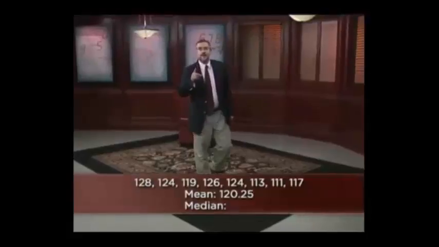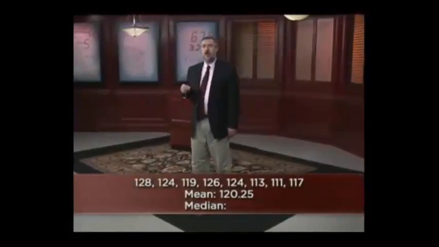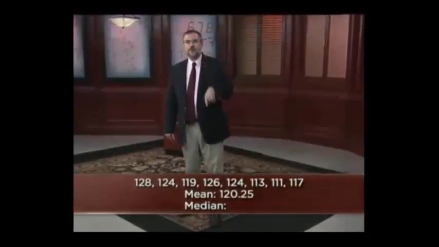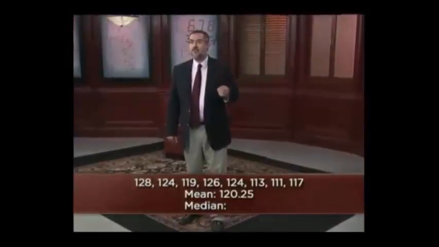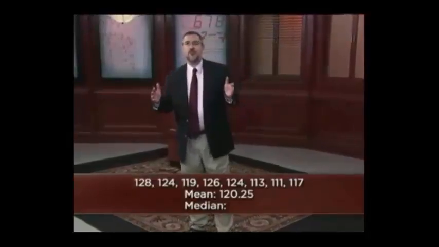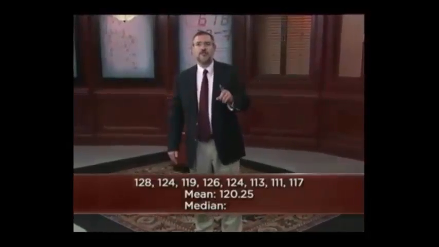Well, to do that, as I suggested in the earlier example, I'm going to ask that we rewrite the list of data from smallest value to largest value. This is going to help us tremendously with the median and the mode, and actually, to be honest, even with the range. It's really helpful to have the information sorted. Once you do that, the list of original data looks like 111 as a starter, then 113, 117, 119, 124, another 124, 126, and 128.